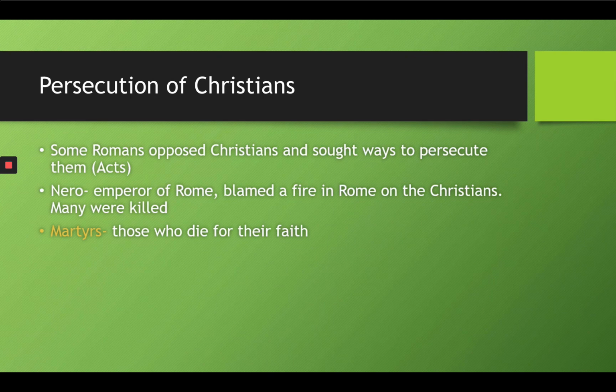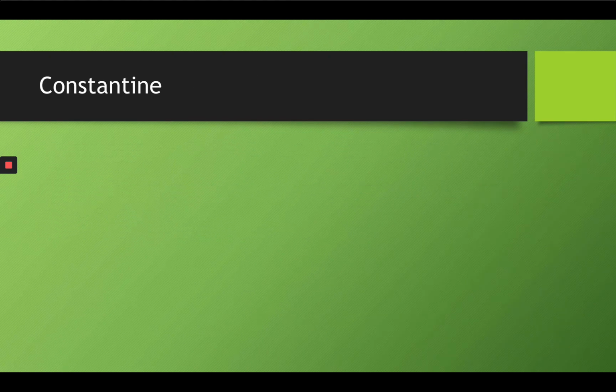They were also killed in the Colosseum, in gladiator fights and fights with wild animals and things like that, purely for people's entertainment. We call a lot of these people martyrs. And martyrs are people who die for their faith. And so a lot of Christians in the Roman Empire became martyrs. And this went on for hundreds of years until we come to this guy named Constantine.